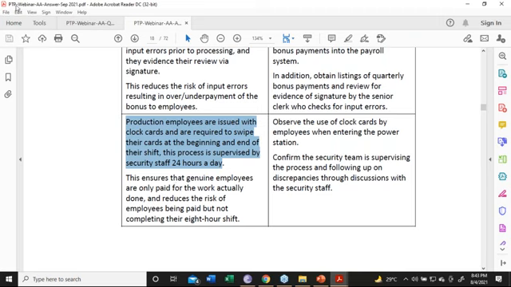Can I have a yes? How can I test that particular control? I can simply observe by visiting the company at the time of the shift change, whether the employees are swiping their cards at the time of clocking in and clocking out. Shafad, you're absolutely right. You can observe the security staff and the employees, whether they are swiping their cards and whether the whole process is monitored. That's it. Well done. Thank you.